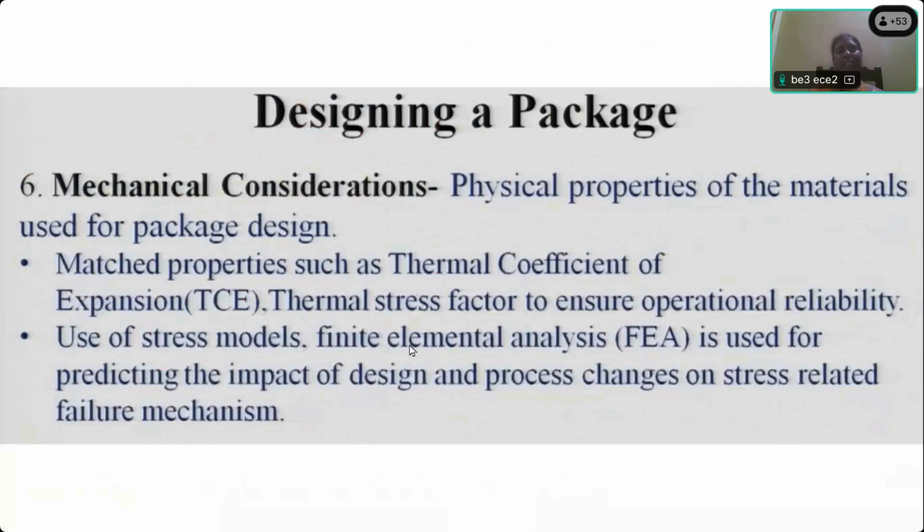Sixth one is mechanical consideration. Mechanical means, as I already told you, how we are compressing it inside the box. What is the material's thermal coefficient? For the material used in the packaging, what is the thermal coefficient of expansion? In summer, whether the box will expand and give facility for the interior IC present. And similarly, finite element analysis. Finite element analysis is the procedure used for handling these mechanical considerations.